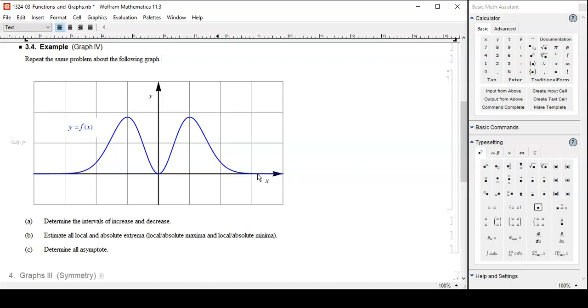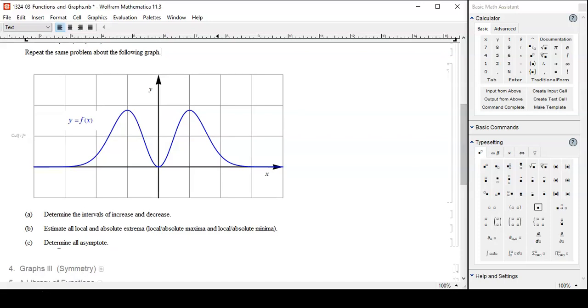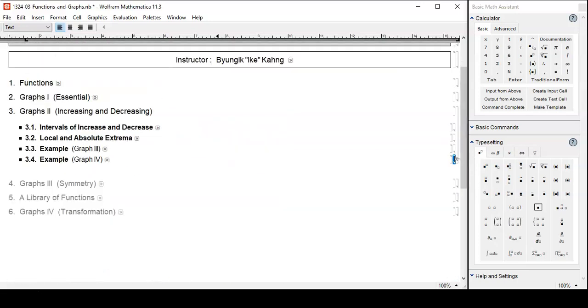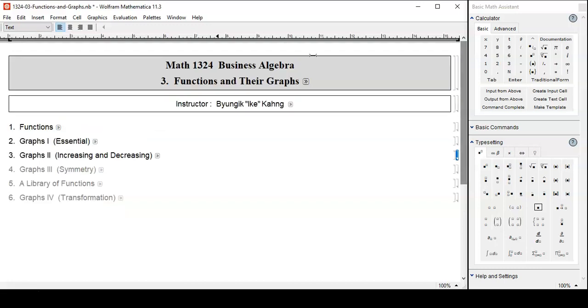And right here, it looks like the graph is asymptotic. So the graph is getting closer and closer to the x-axis, but it looks like it is not actually touching. As for the asymptote, it has a horizontal asymptote, y equal to 0. Okay, so much for section 3, increasing decreasing nature of the graph.